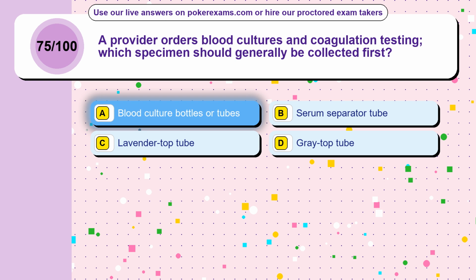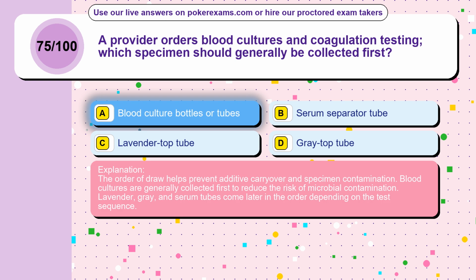Blood culture bottles or tubes. The order of draw helps prevent additive carryover and specimen contamination. Blood cultures are generally collected first to reduce the risk of microbial contamination. Lavender, gray, and serum tubes come later in the order depending on the test sequence.